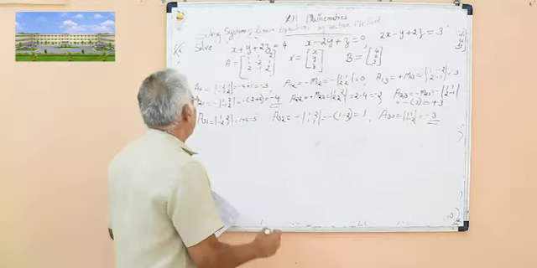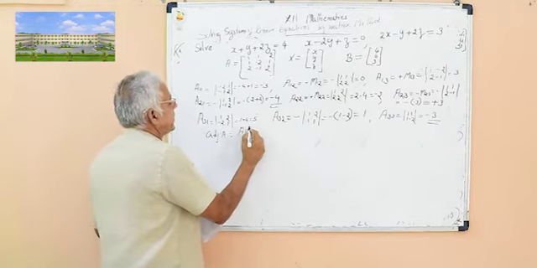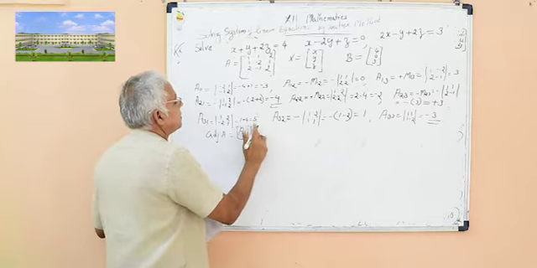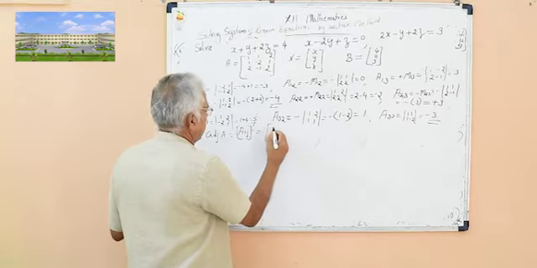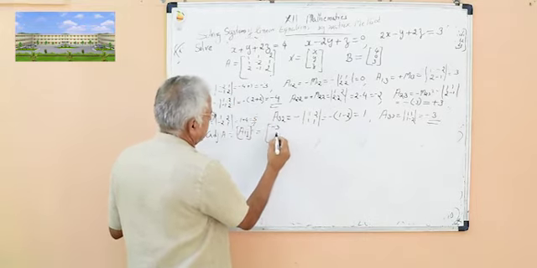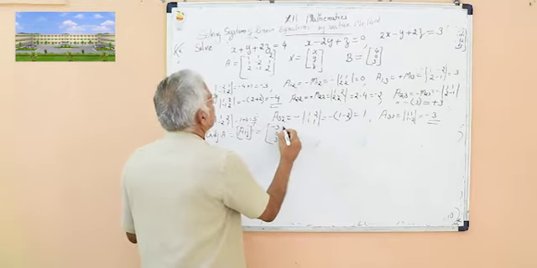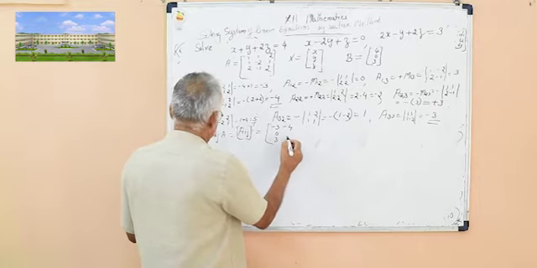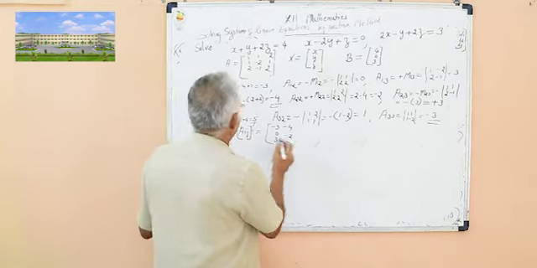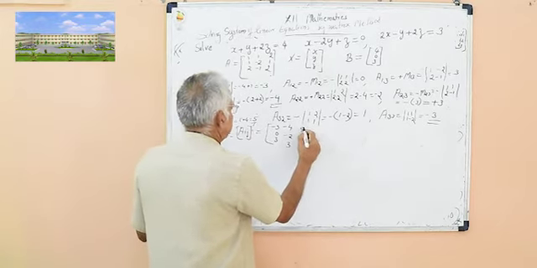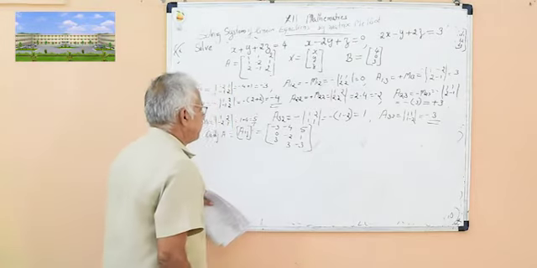So, adjoint of A is equal to the cofactor matrix transpose, which is equal to A11 minus 3, 0 down 3. Again, minus 4, 2, minus 4, minus 2, plus 3. Again, A31 5, 1, minus 3. This is the adjoint of A.